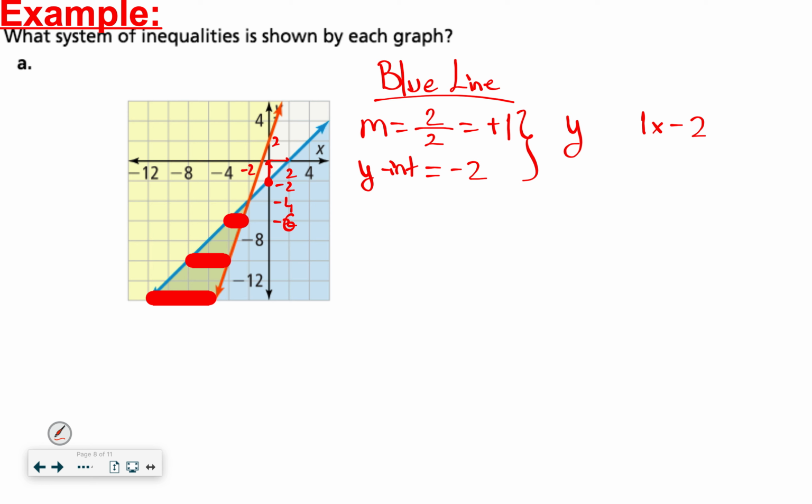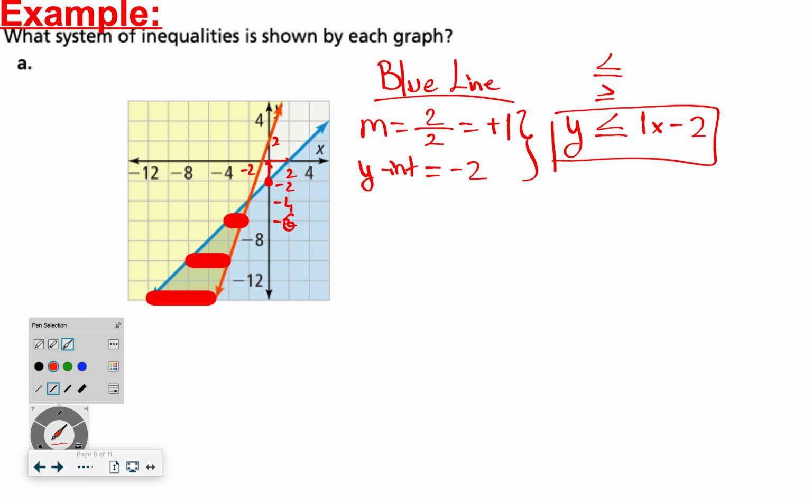But since this is an inequality, we need to determine the inequality symbol. How? Since this is the solid line, the inequality symbol is going to be either less than or equal to or greater than or equal to. To be able to decide the correct one, you need to see which part of the graph is shaded. As you see here, below the line is shaded. That's why this inequality will be less than or equal to. This is the equation of the blue line. Now, let's find the red line.